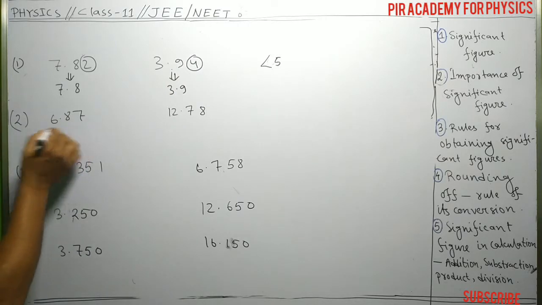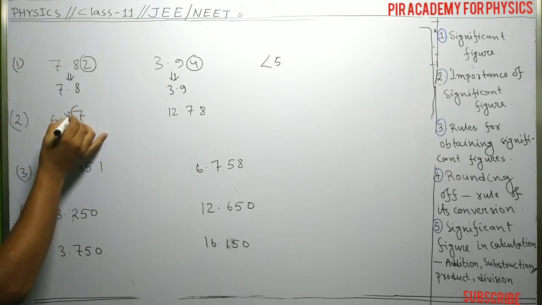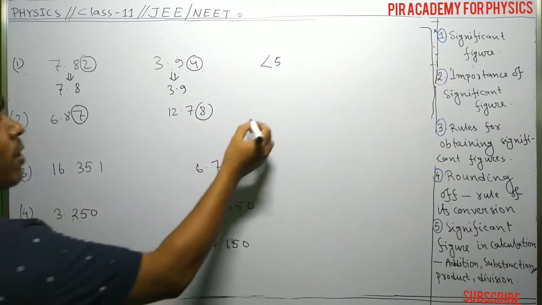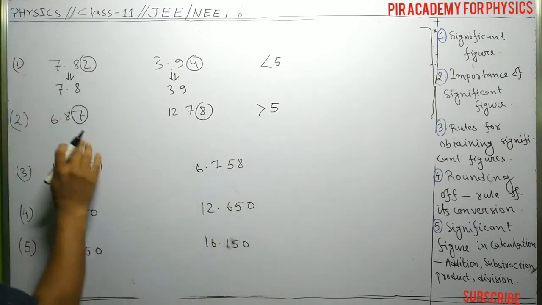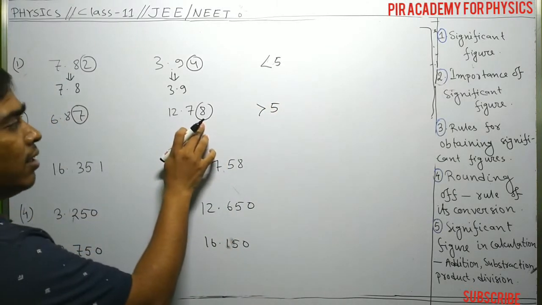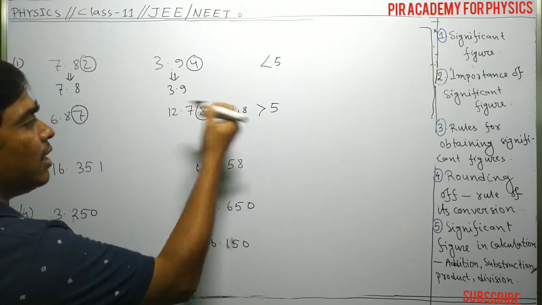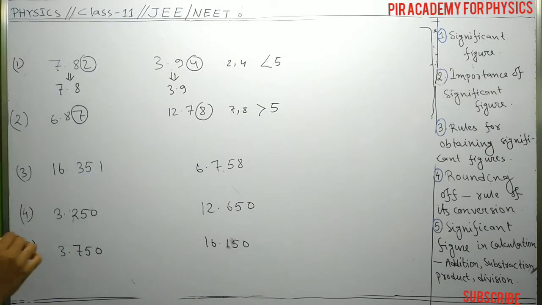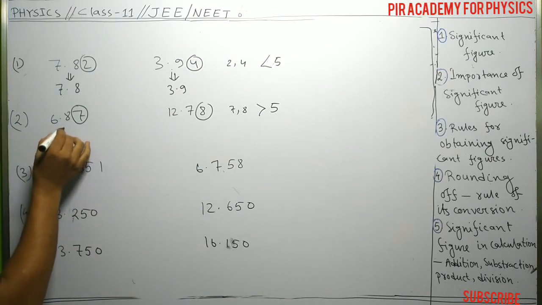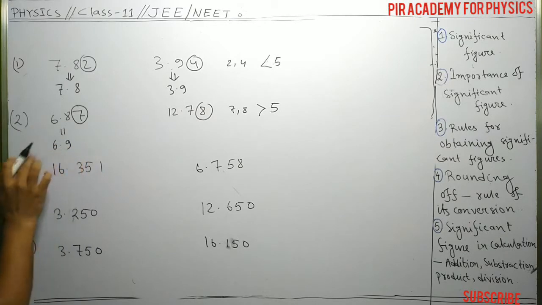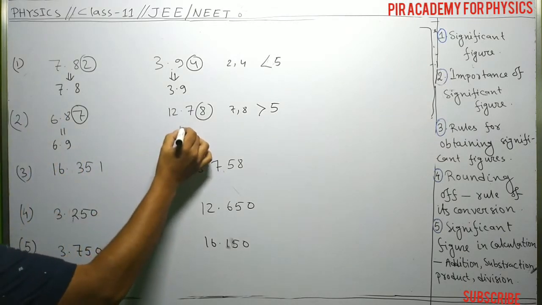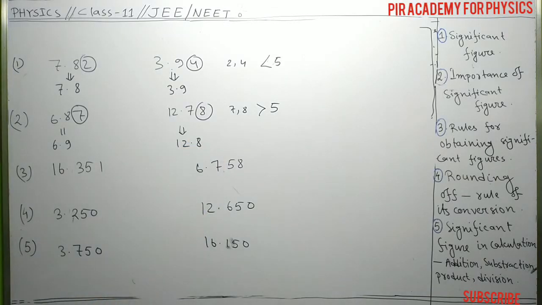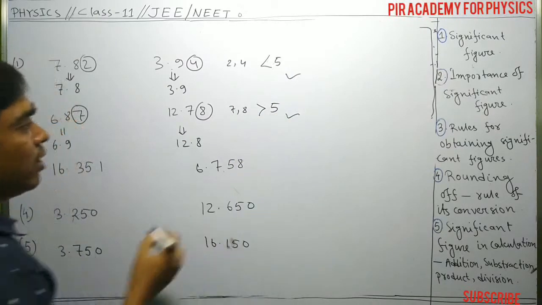And here, if you want to drop this value, the value is greater than 5. Here 7 is greater than 5, and 8 is greater than 5, while 2 and 4 are less than 5. That's why this number will be increased by 1. That means it will be 9, and here it will be 12.8. This is one case, and this is another case.